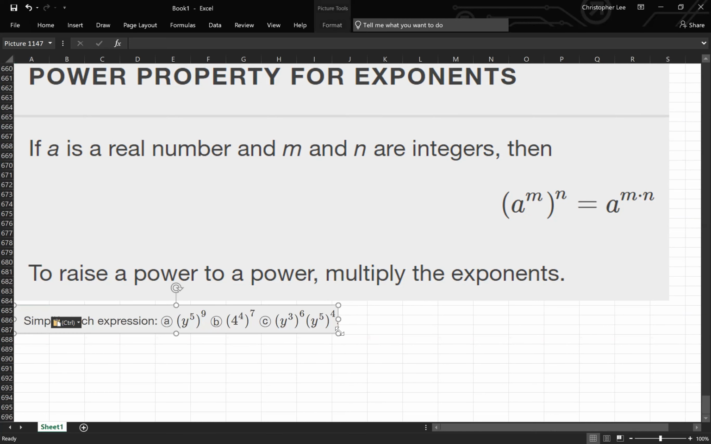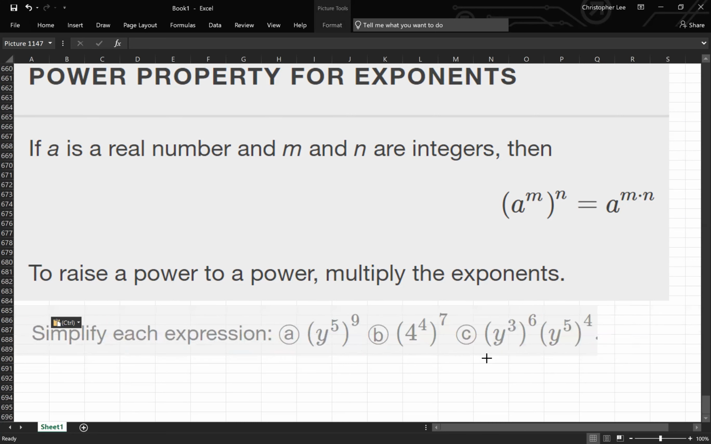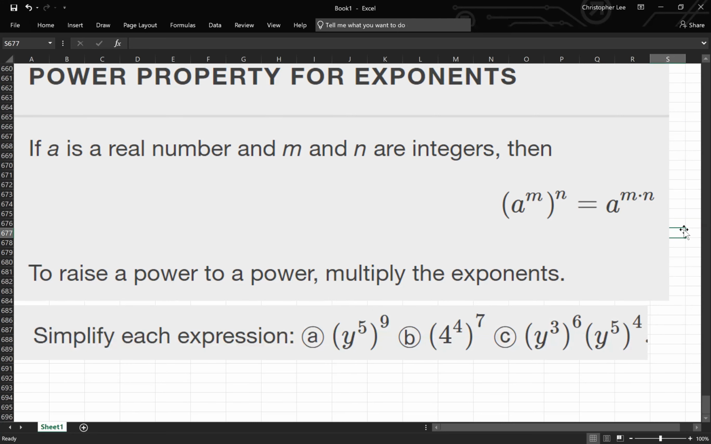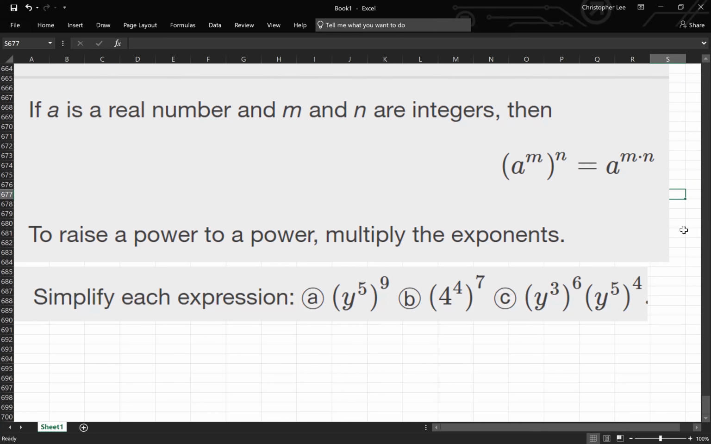For example, for A, I have y to the fifth power, which is then raised to the ninth power. Whenever you raise a power to a power, you multiply. So what does this become? Y to the 45, right? So 5 times 9. When you raise a power to a power, you multiply. Let's look at B.